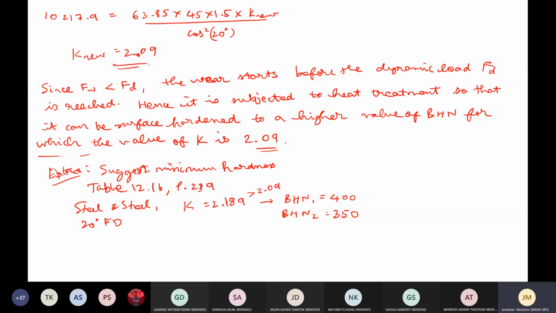So this was about the first problem. In this first problem itself, we have covered most of the things. So let us go for one more type again.